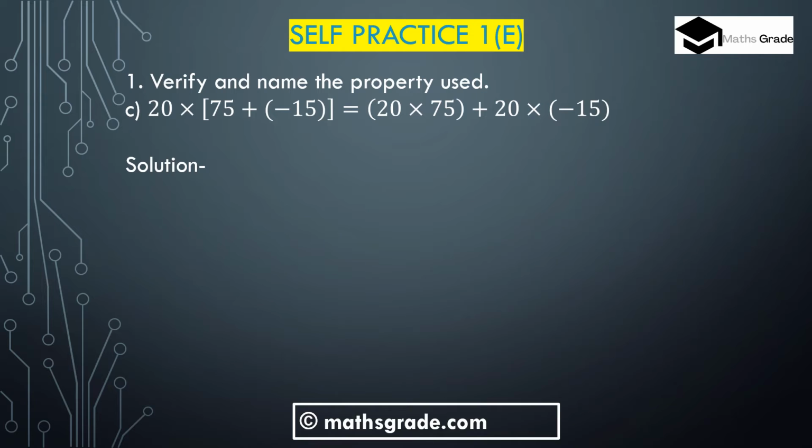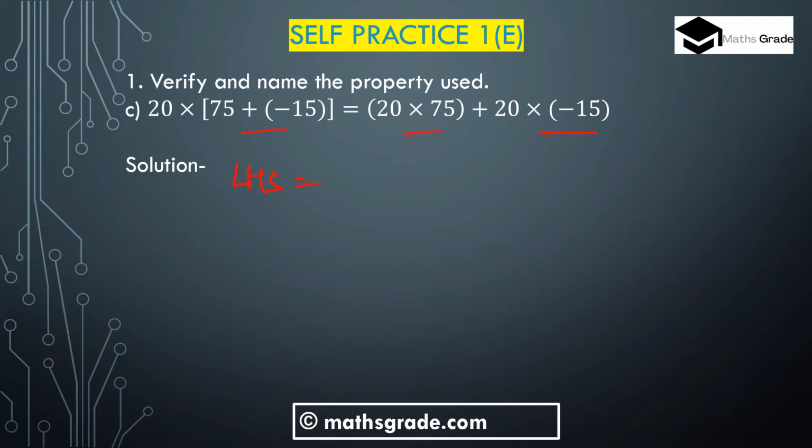Now question number third bit C. 20 multiplied with 75 plus minus 15 inside the bracket is equal to 20 multiplied with 75 plus 20 multiplied with minus 15. We have to verify and name the property which is used. So first we have to check whether left hand side is equal to right hand side or not.